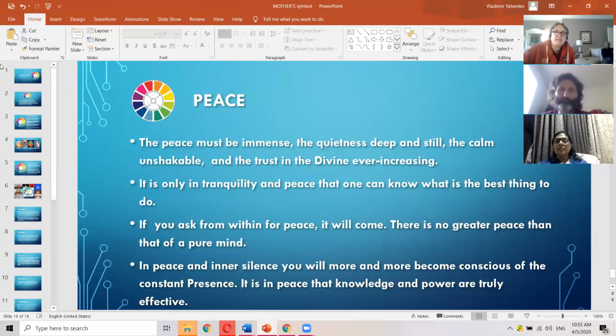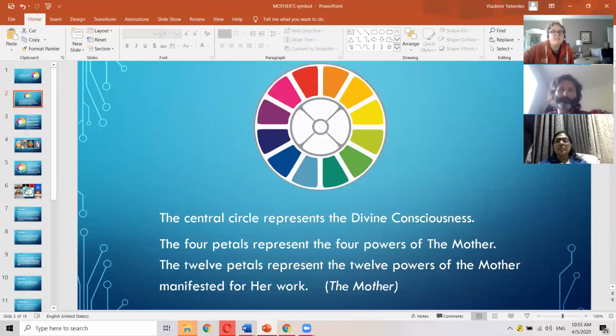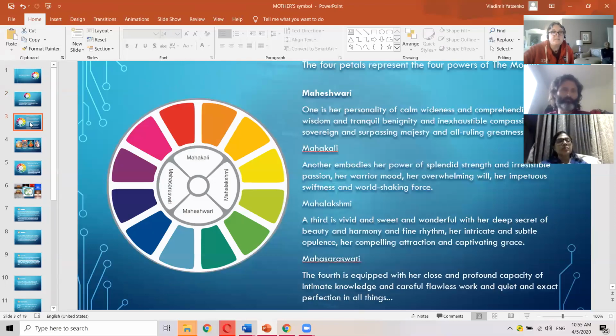Yes, absolutely. I totally agree with you. He speaks about polarity, two polarities. If you look at the four powers, we can see that Maheshwari and Mahakali are polarities, and Mahalakshmi and Mahasaraswati are polarities. They're like two polarities. And that creates the whole complexity.